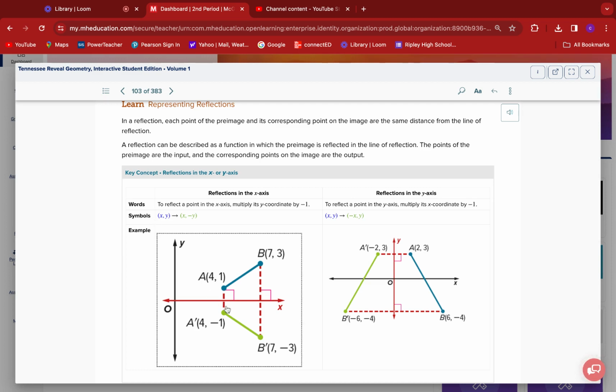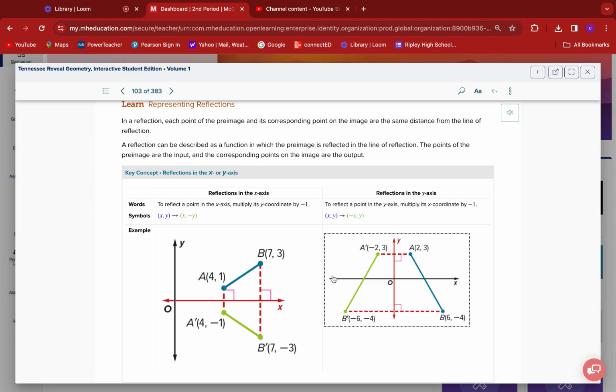If you are taking something and reflecting it across the x-axis, you guys need to know the y value changes, because you're going to go right no matter what. You're either going to go right and up if it's your pre-image, and then right and down if it's your image. That means the y value changes signs. So (4, 1) would become (4, -1), because it's the same distance across the x-axis.